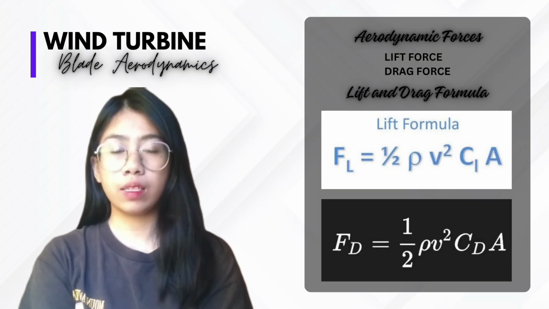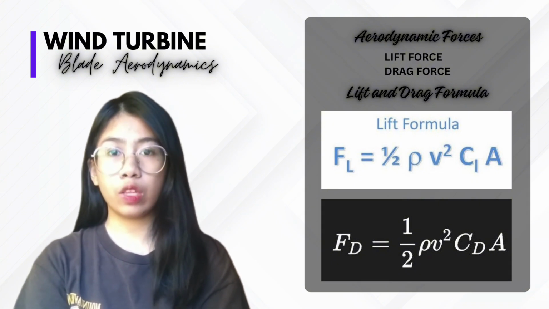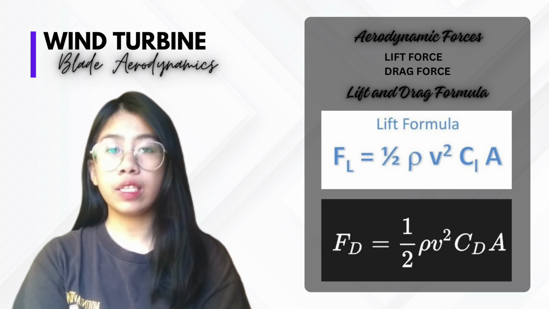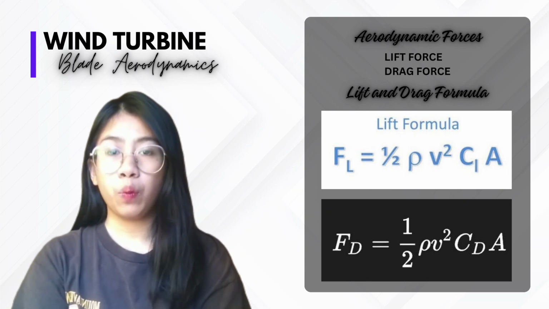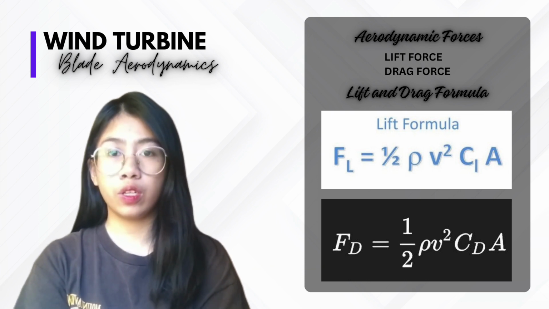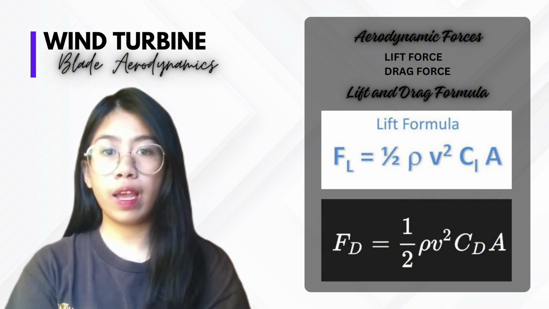Blade aerodynamics. So, the wind turbine blade works by generating two aerodynamic forces, which are the lift force and the drag force. So, the lift force is the force that makes the blade rotate. While the drag force is in opposition of the motion, which is the force that resists the rotation of the blade. So, lift and drag formula.